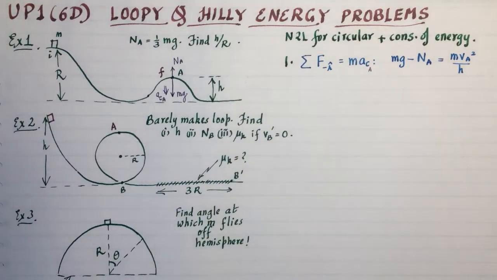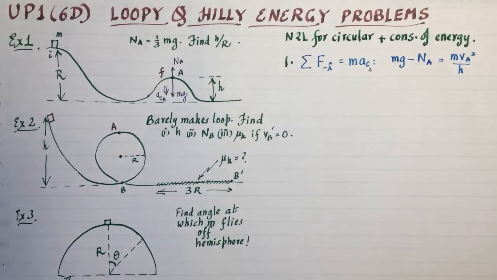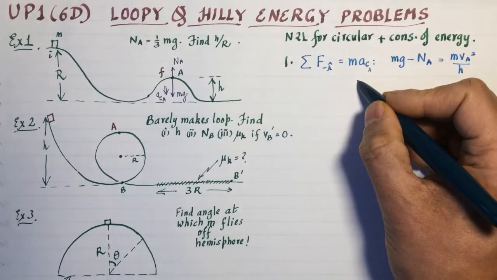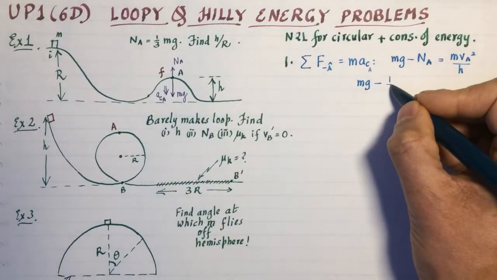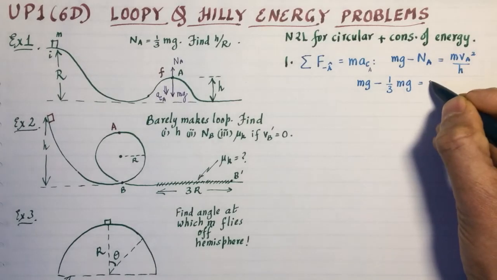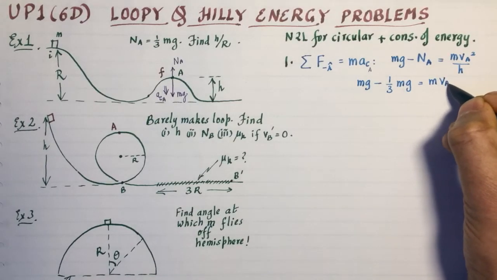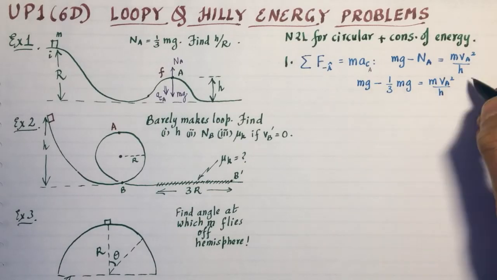And I want to thank one of my subscribers who made this correction. I initially had written mv squared over r in the first generation of this video, and he kindly pointed out it was mv squared over h, so thank you. Mg minus normal force at A is given to us, which is 1/3 mg, is equal to m v_A squared upon h. Now 1/3 when subtracted from 1 is 2/3.